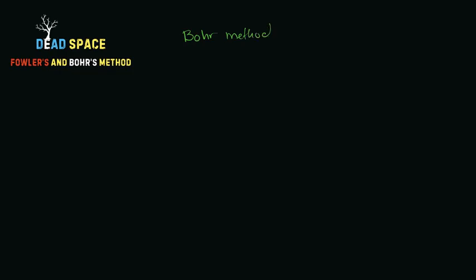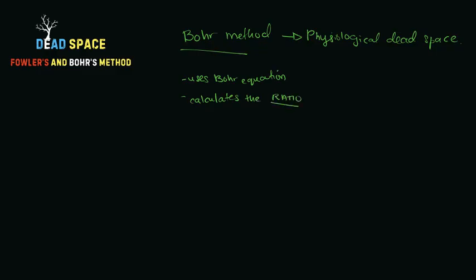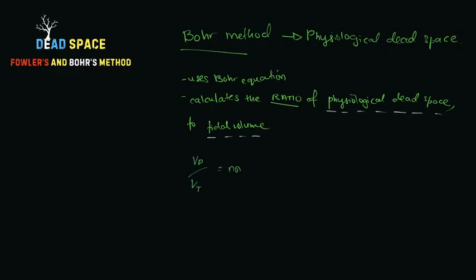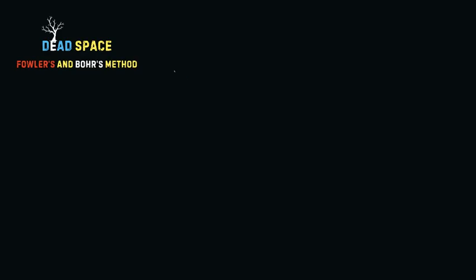Next, we shall talk about the Bohr method. This is used to calculate physiological dead space. The Bohr method uses the Bohr equation. So it calculates the ratio of physiological dead space to tidal volume. Mathematically, it is written as Vd over Vt, dead space over tidal volume. The normal range for this ratio is about 0.2 to 0.35.